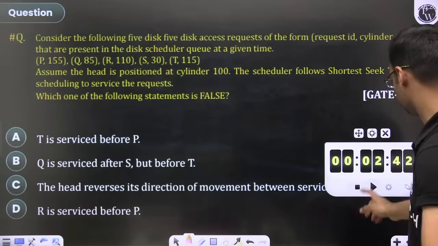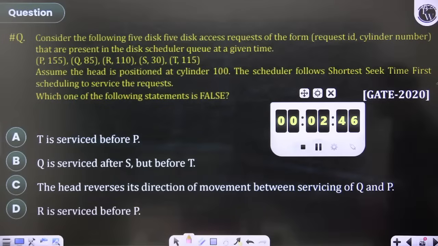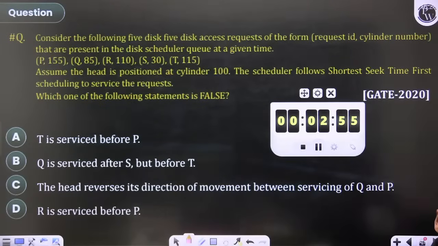Next question. Very easy question. Question is really good. That's why I have brought it here, just to increase your knowledge.